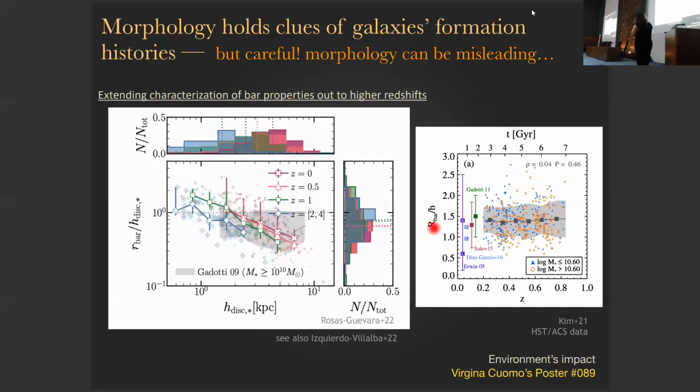This is work by Tae-Young Kim using the HST-ACS data, just looking at the length of bars, and there does not appear to be much of an evolution when the bar length has been normalized by the galaxy size, and this work is in the simulations. Just also looking here, you can see the different histograms represent the different redshifts, showing that there's no clear evolution of the bar length.